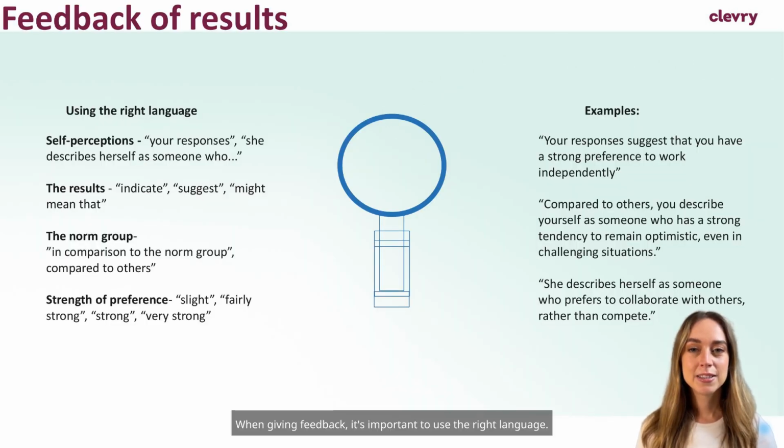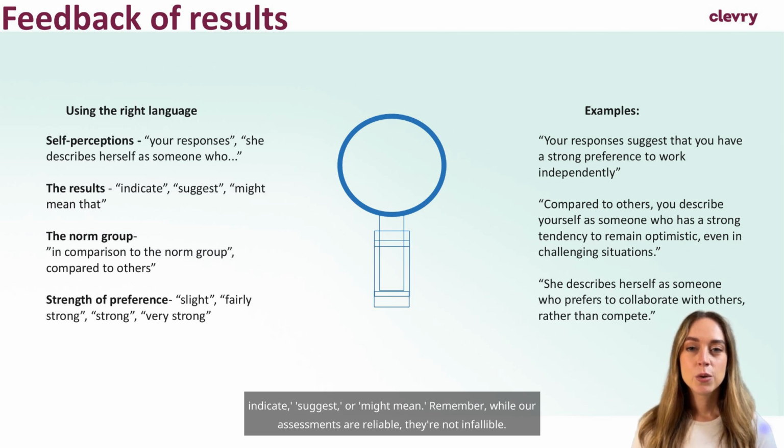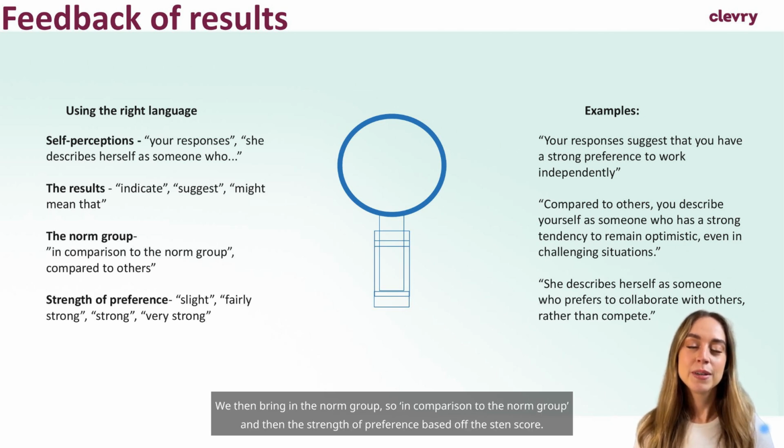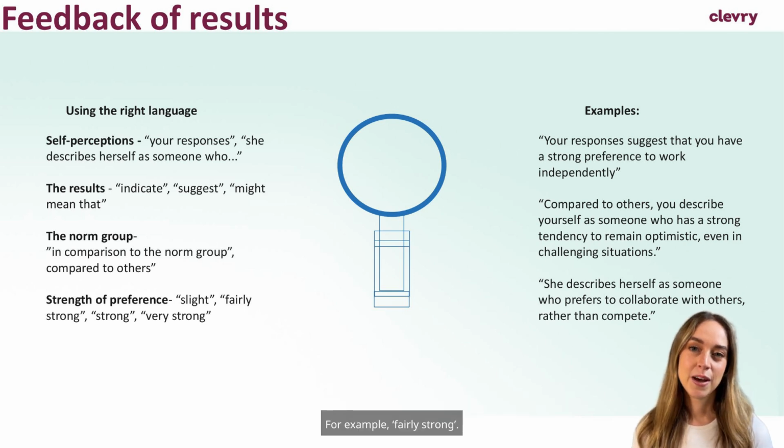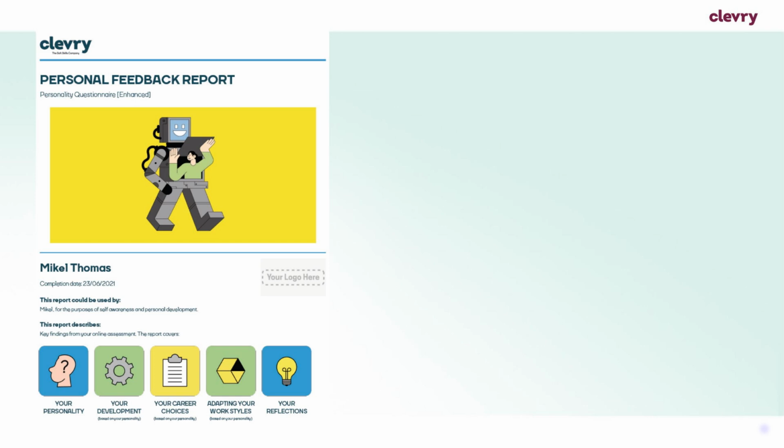When giving feedback, it's important to use the right language. Start with self-perception phrases like, "Your responses describe yourself as someone who." Then use terms such as "the results indicate," "suggest," or "might mean." Remember, while our assessments are reliable, they're not infallible. We then bring in the norm group, so in comparison to the norm group, and then the strength of preference based off the STEN score, for example, fairly strong.